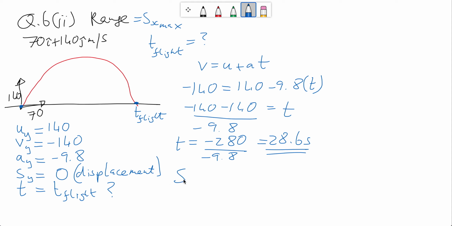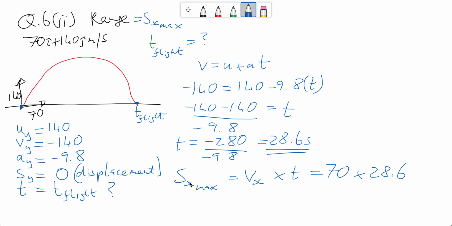So the distance x max is equal to the velocity in the x direction multiplied by the time. If you travel at that velocity for this time, you'll go this distance. So that means it's 70 times the 28.6 gives me an s of x, or also called the range. So the range is actually going to be 70 times 28.6, and I get 2002 meters. So that's it.